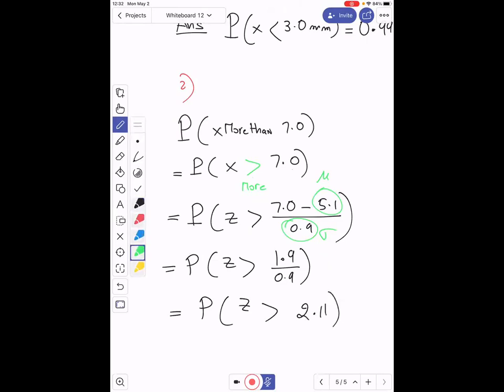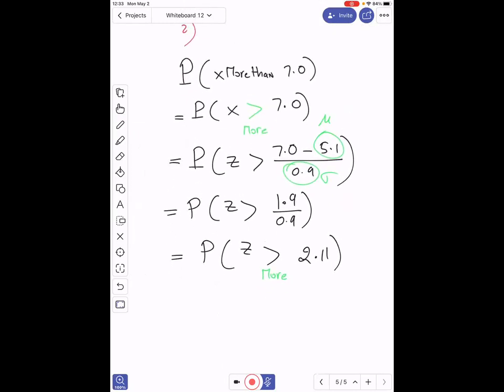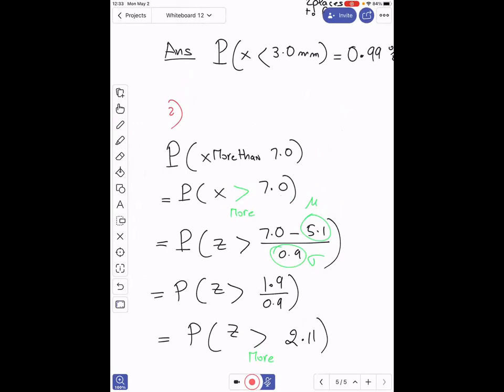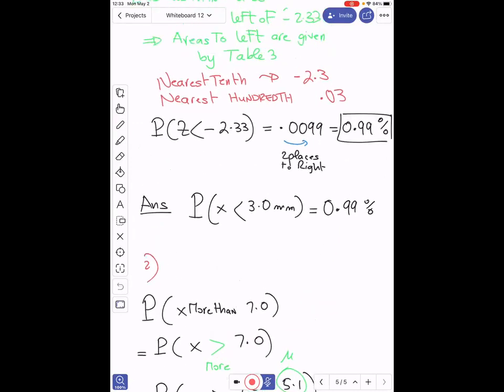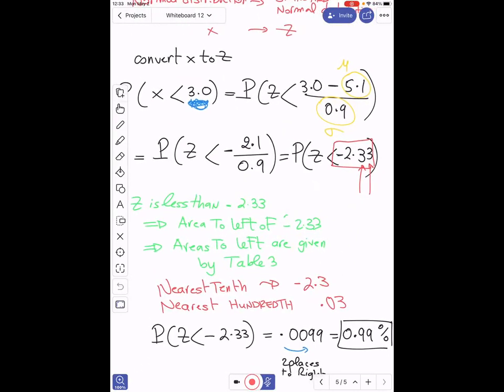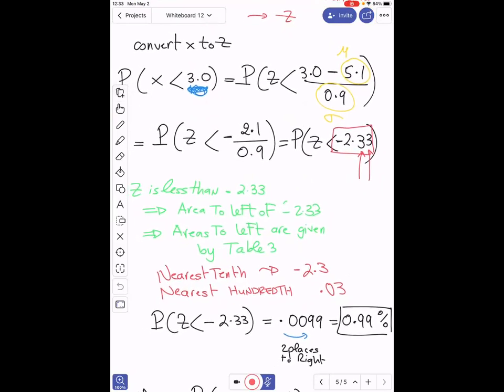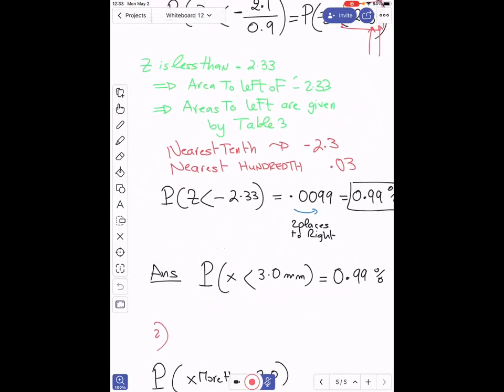Okay, so this is more. Now, there is a problem with more. Once you are done with the conversion from X to Z, you are supposed to use the chart. That's what I did here: I converted my X to Z, got negative 2.33, and then I used the chart and got my answer. That's when you have less.